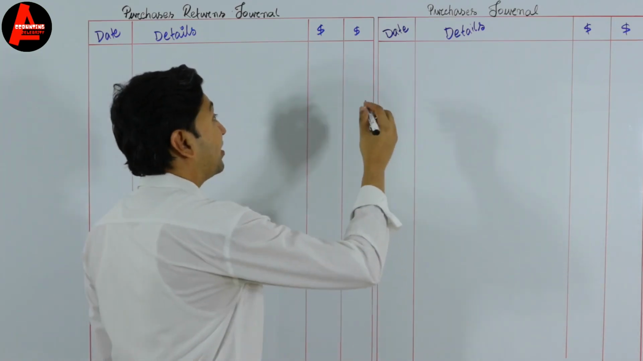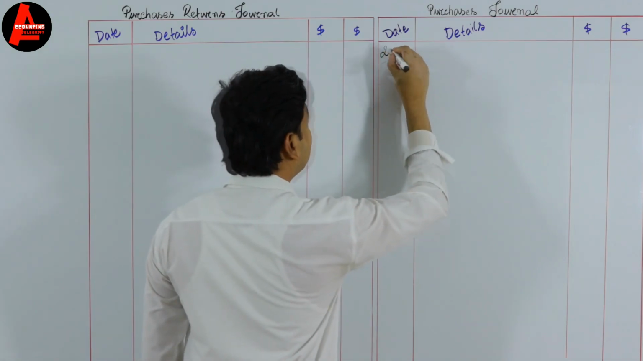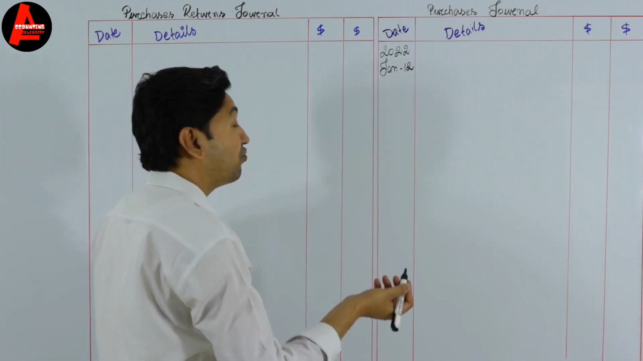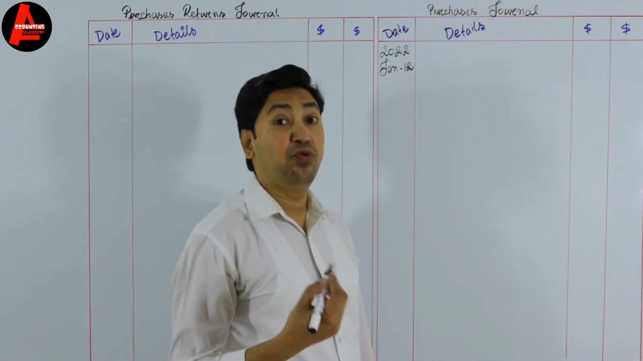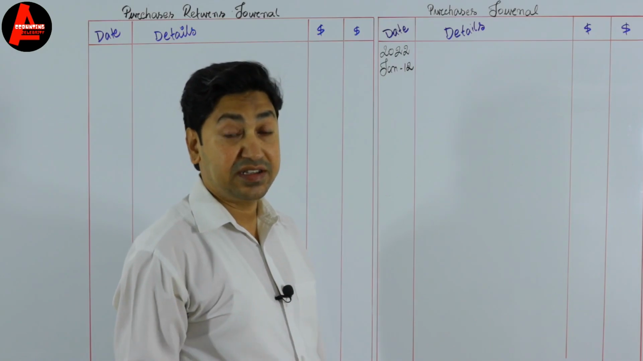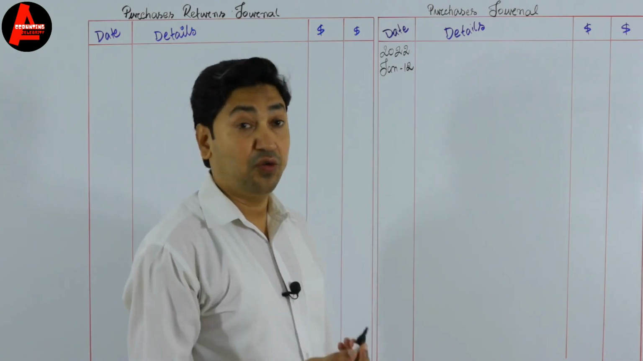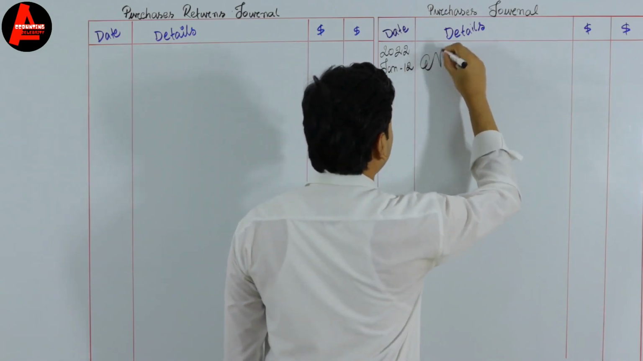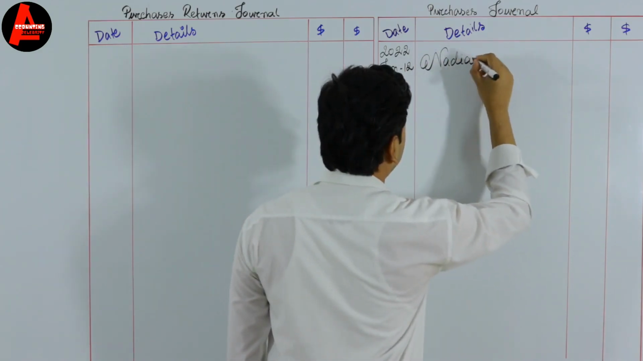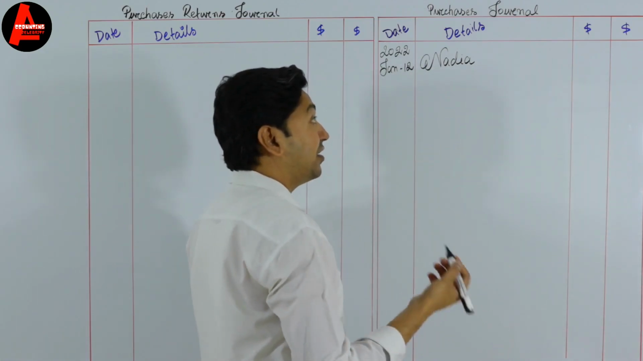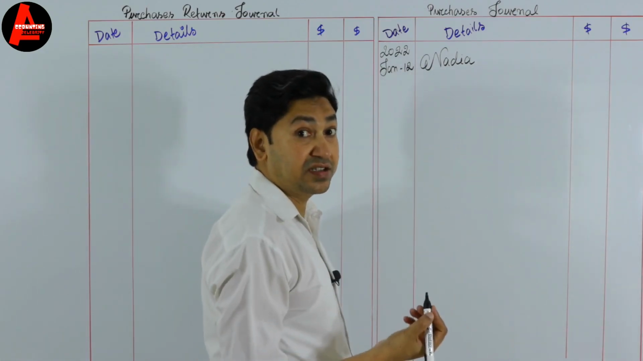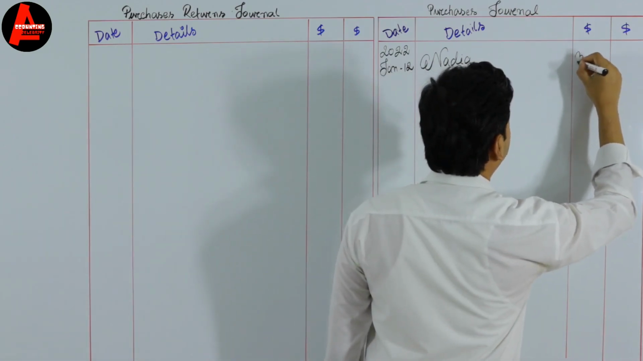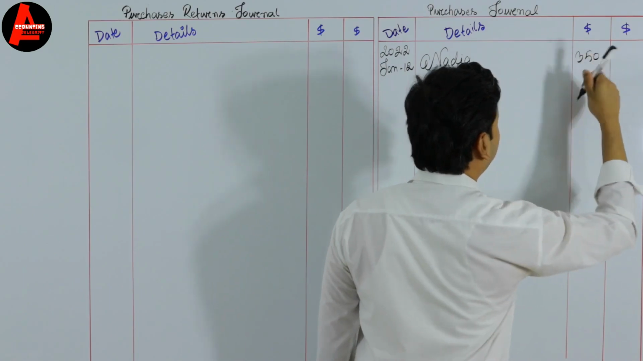Okay, so let us write the date first, 2022 January 12. So we will write here the supplier name. Okay, who is the supplier? Supplier is here Nadia. So we will write here Nadia's name. Okay, the list price of the transaction is $350. So we will write here 350 on the first dollar column.